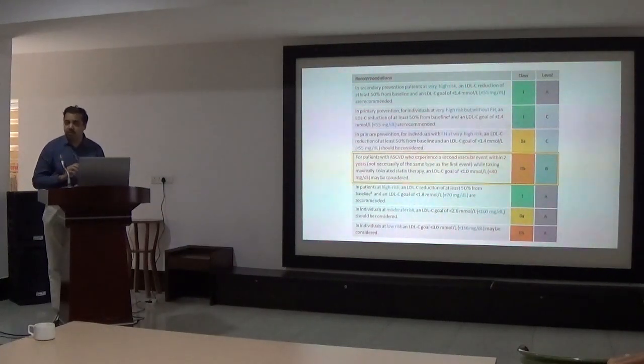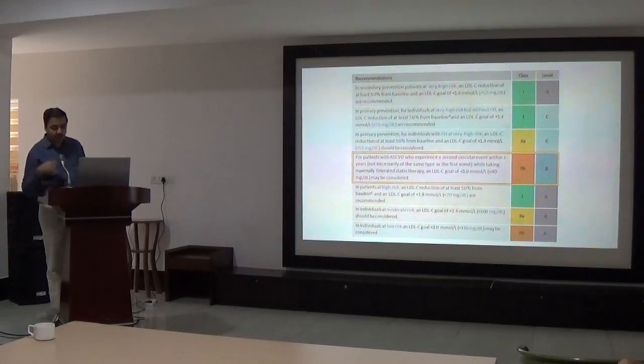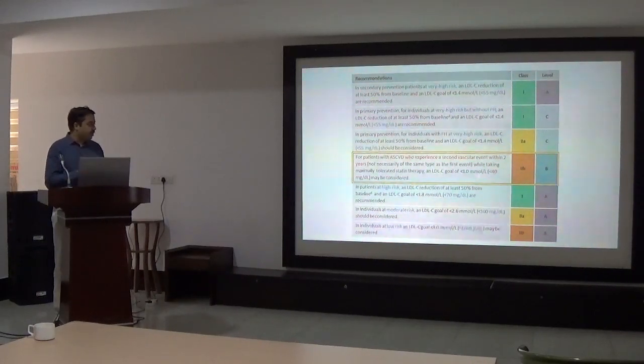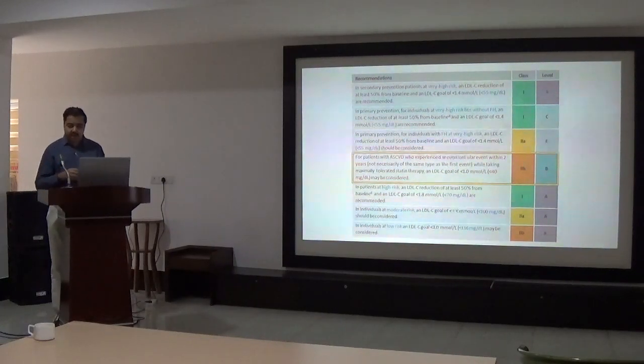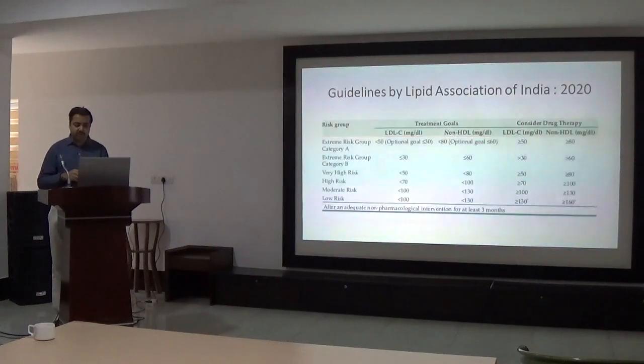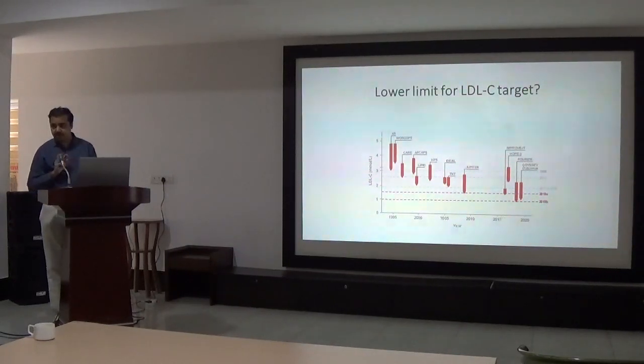The European guidelines of 2019 had also similar things. ASCVD patients who experienced a second vascular event within 2 years, not necessarily the same: coronary artery disease followed by stroke, coronary artery disease followed by peripheral artery disease, or stroke followed by coronary artery disease, should be given a target of LDL less than 40. So this is again similar, extreme risk, where we should target an even lesser amount of cholesterol. Now, the recommendation and level are not very strong.